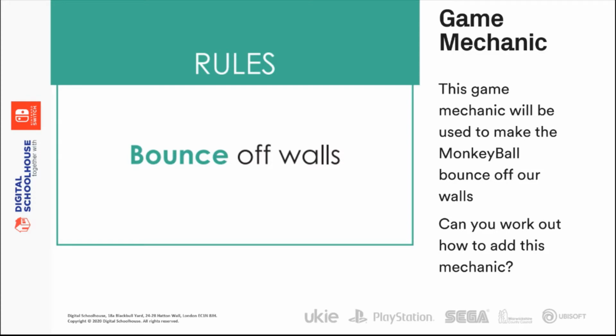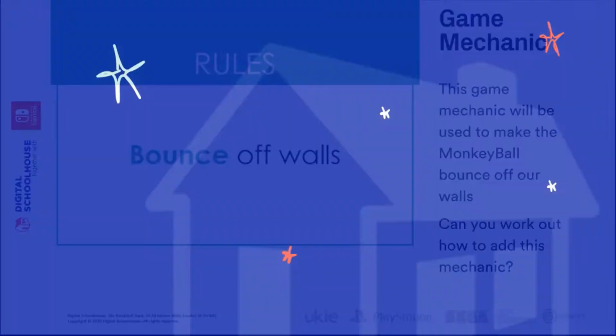Can you work out how to already add this mechanic? As I said before, if you want to pause it here, have a go at adding the mechanic yourself and then join back in with me afterwards to see if you were correct. That's absolutely fine. Just be aware, if you do pause it, you will need to then skip it backwards to catch up with where you were previously. And also all our videos go on YouTube afterwards, so you are also welcome to watch and re-watch them there again afterwards. Okay, so let's have a look at how we're going to add this mechanic bounce off walls.